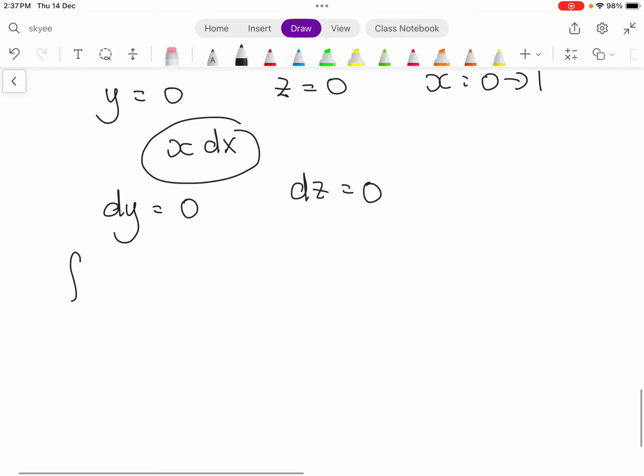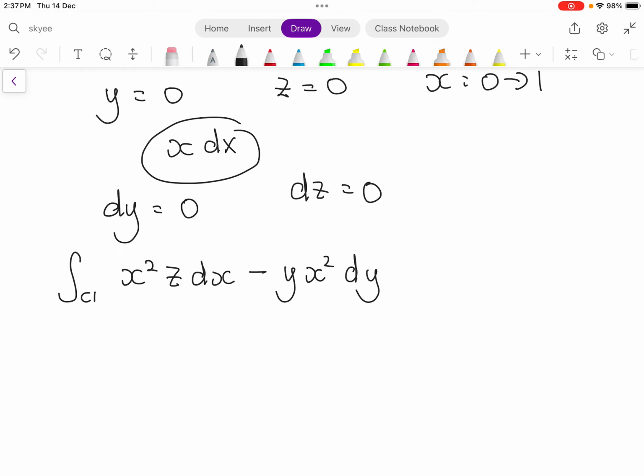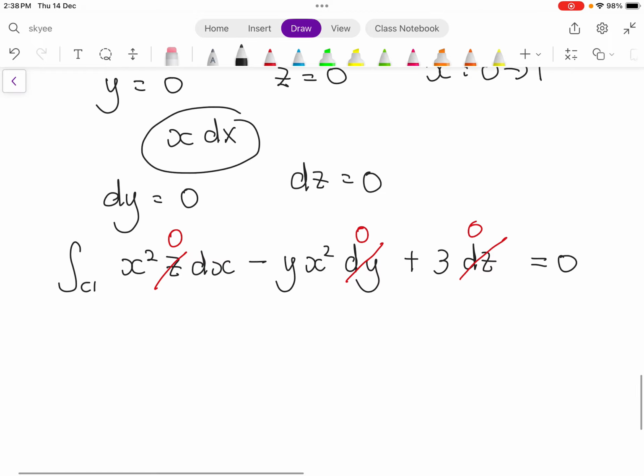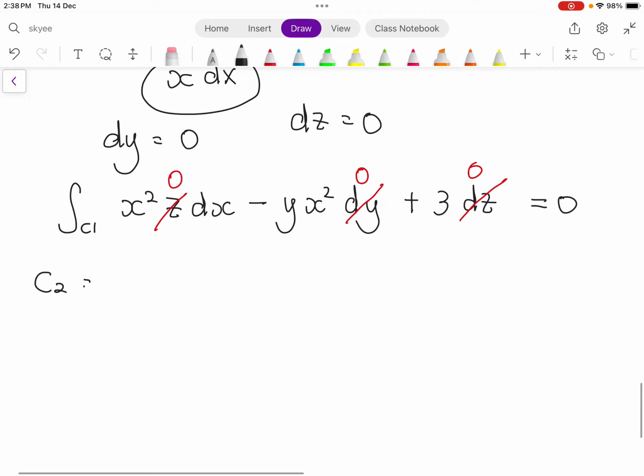When we replace it in the line integral, you have x squared z dx minus y x squared dy plus 3 dz. Let's see what you can get. The y, dy is 0, dz is 0, and the z is also 0, making it become 0. So the line integral of path C1 is 0. Now we move on to path C2.